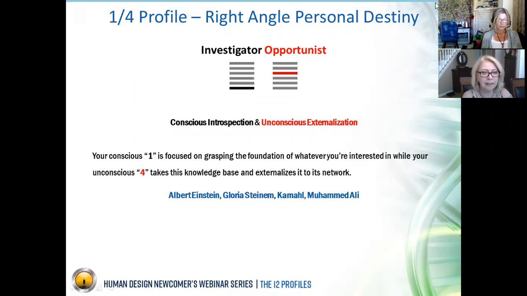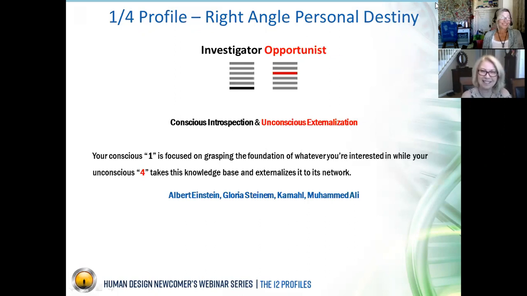The 1-4 profile. So we have a conscious 1, which is very introspective, and the unconscious 4, which is very interested in externalizing. So it's going to be like the push-pull. And although they might seem at odds and opposite, it actually works very beautifully together to spend time alone, focused on what you need to understand very deeply. And then once you do, take it out to your network of friends. Anyone with the 4 in their profile, their network, their circle of friends becomes very, very important to them. Don't ever throw your Rolodex into the fire if you're a 4th line.